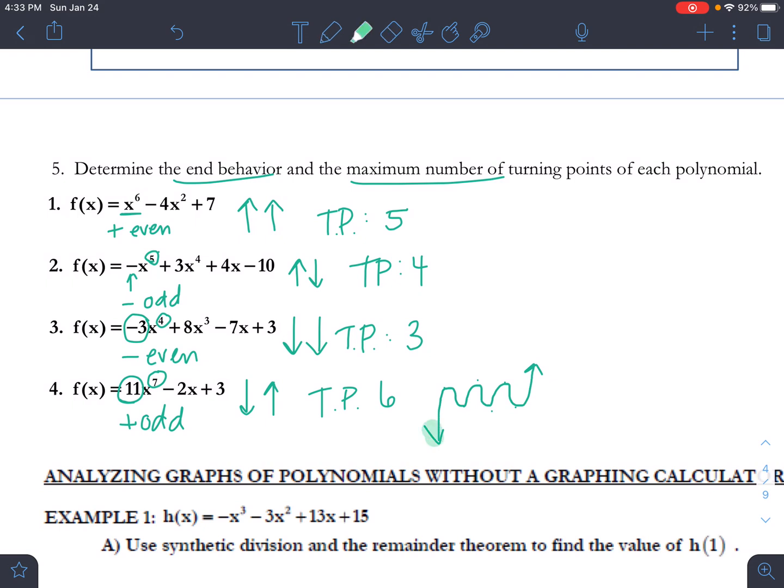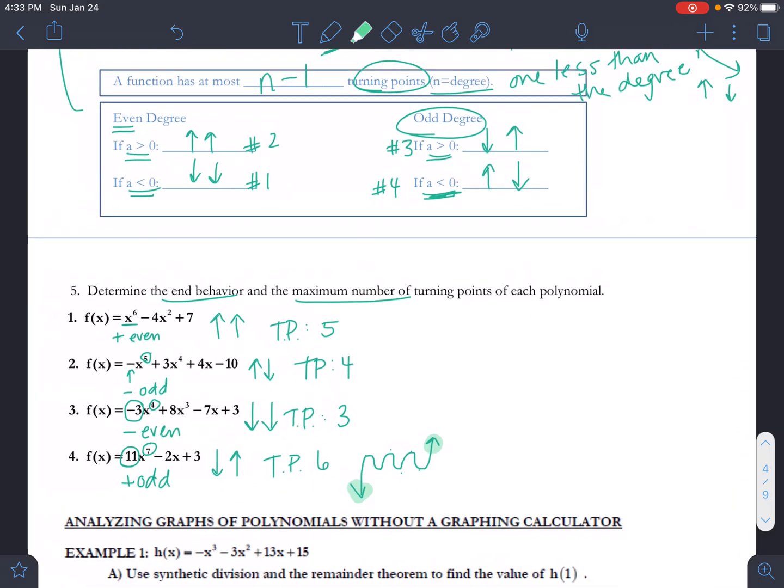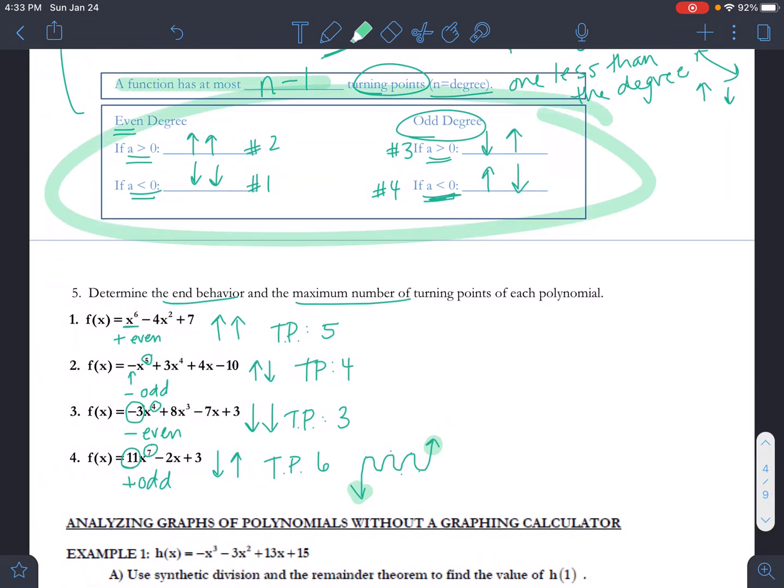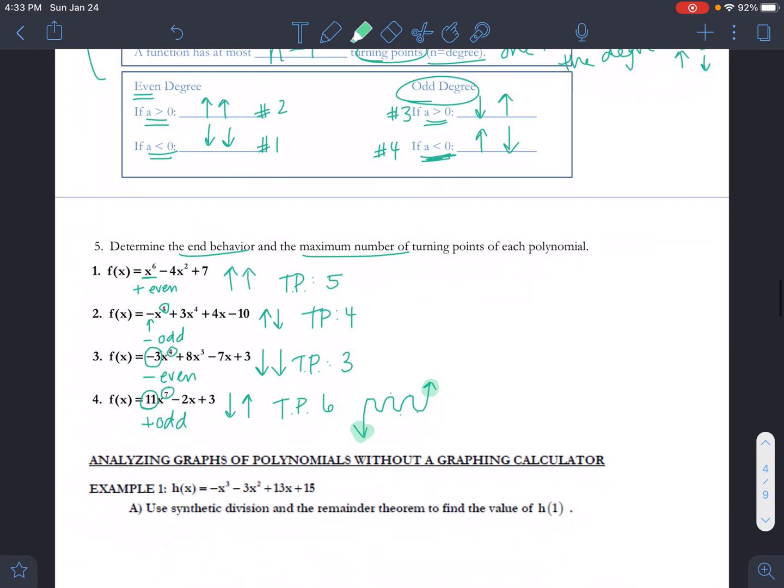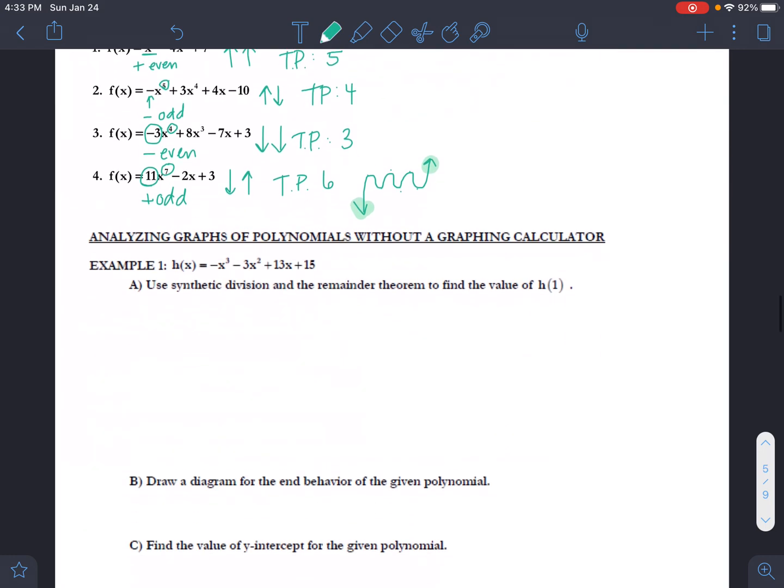Again, end behavior is talking about what happens on the left-hand side. Use your left hand. And then the other arrows, what's happening on the right-hand side. How's it trending when it goes towards infinity or negative infinity. Okay, and that's about it. So make sure you feel comfortable with this especially, as well as how many turning points you could have.